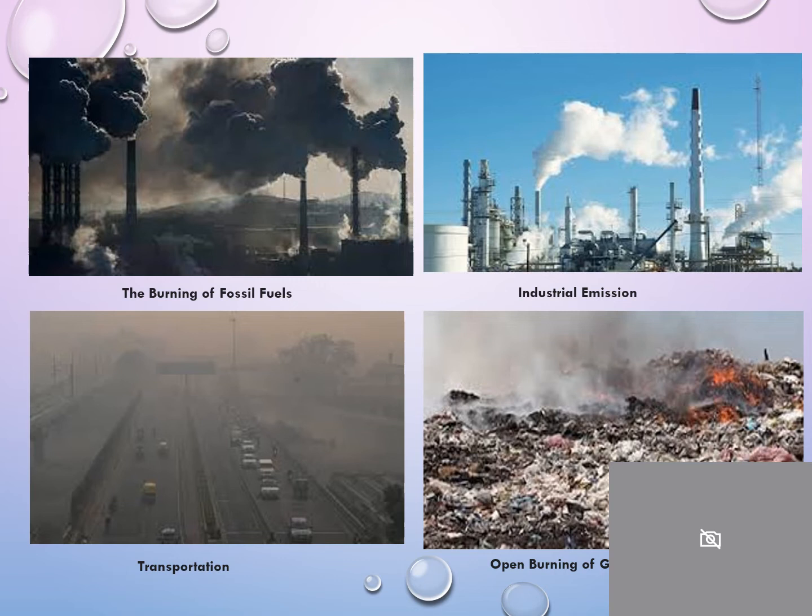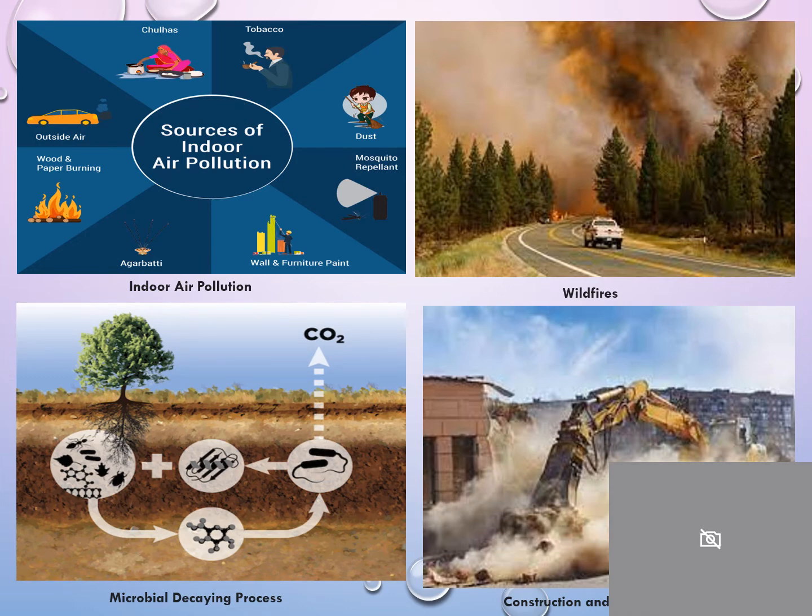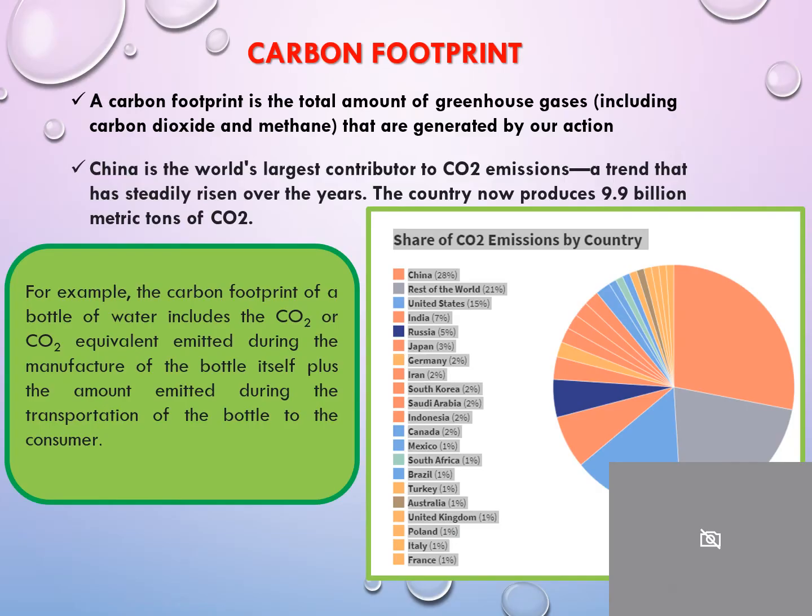The first one is the burning of fossil fuel, the second is industrial emission, the third is transportation, and the fourth is the open burning of garbage waste. Next, indoor air pollution due to household processes. On a daily basis we are producing air pollution. Then wildfires in the forest in summer season that can start independently, microbial decaying process, and finally construction and demolition.